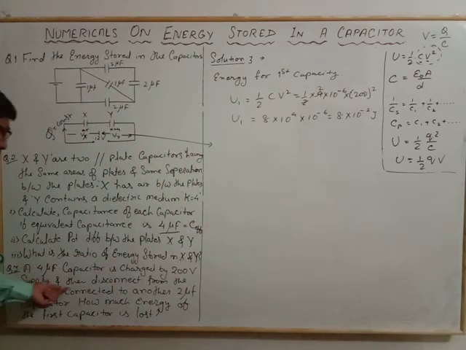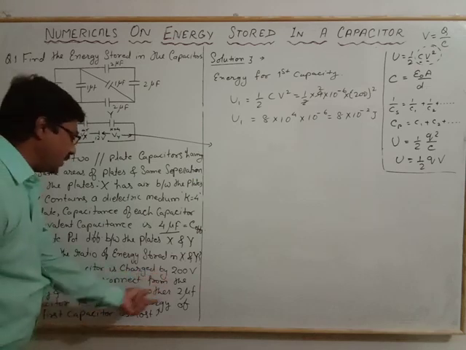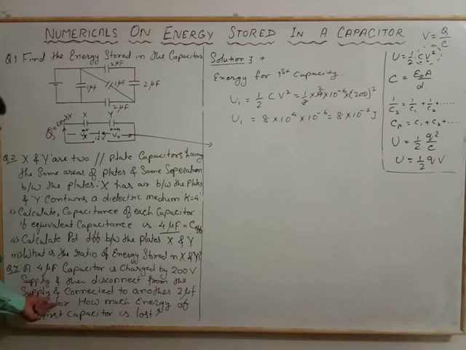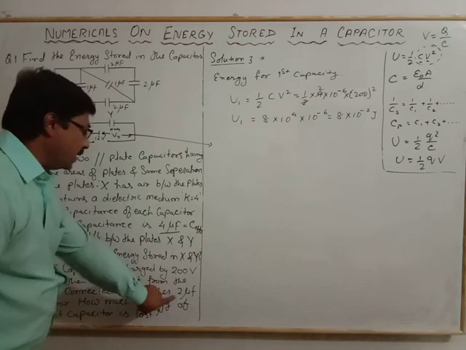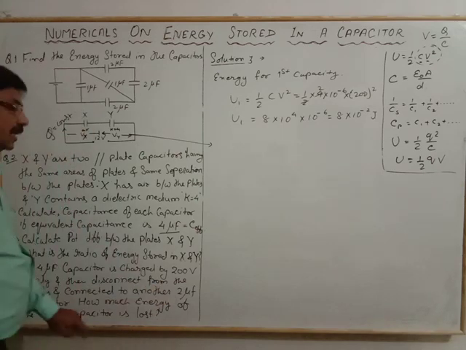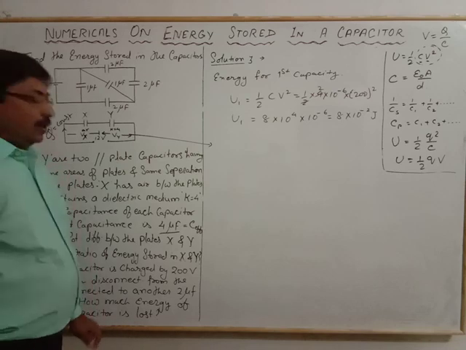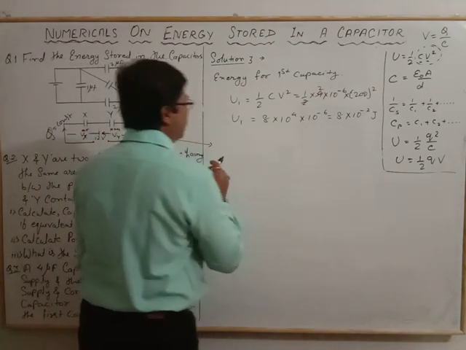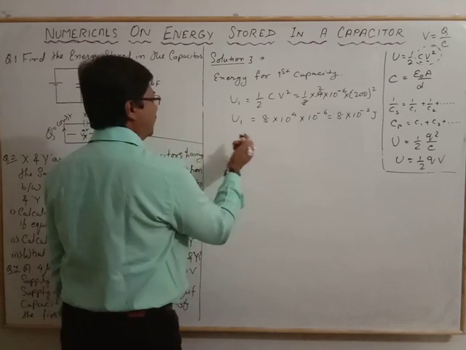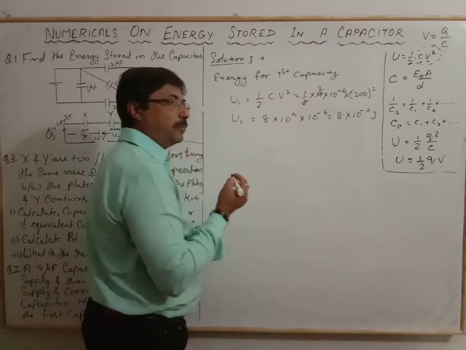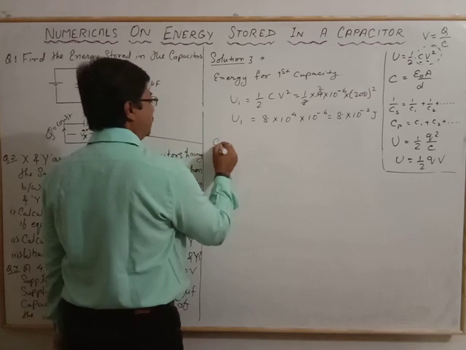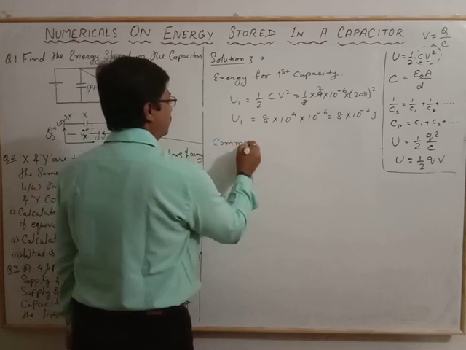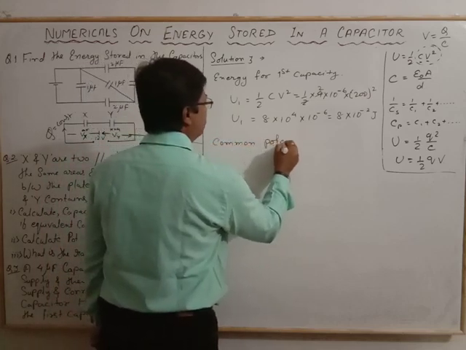Now another capacitor is connected across capacitor 1 and the potential is removed. In that case, the connection is with this one. So what will be the energy of this combination? For that, just see the common potential of this combination.